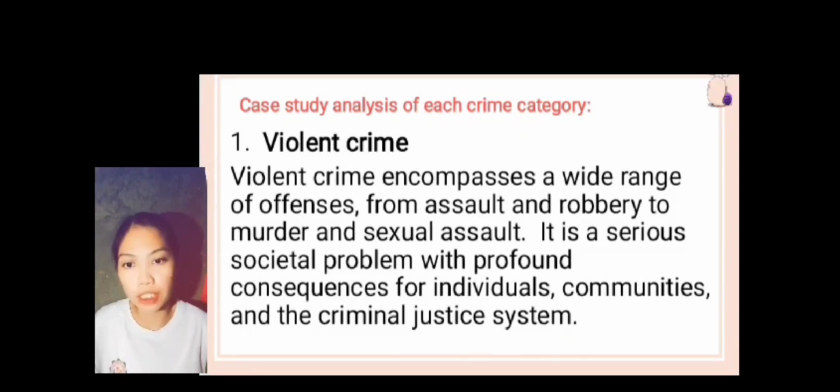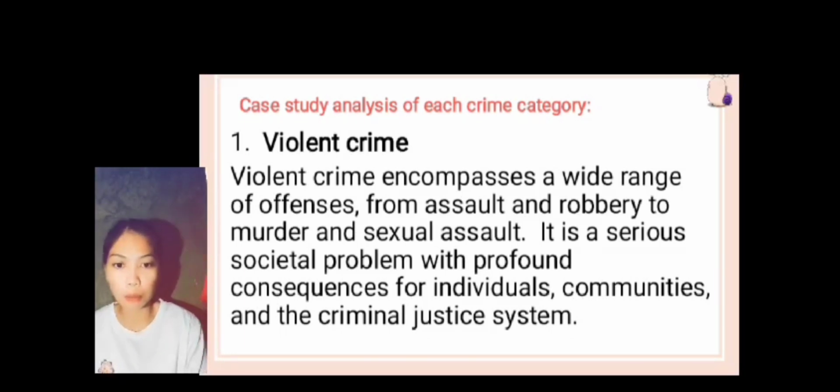First is violent crime. Violent crime encompasses a wide range of offenses from assault and robbery to murder and sexual assault. It is a serious societal problem with profound consequences for individuals, communities, and the criminal justice system.